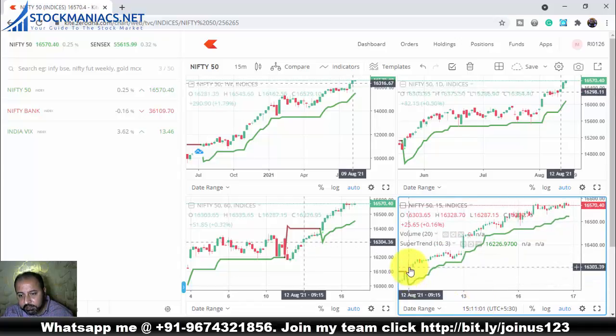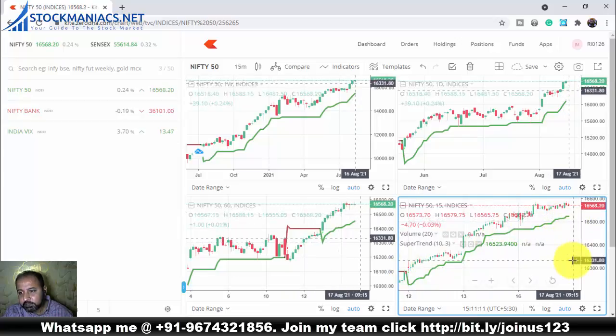The 15 minutes chart, you have got a buy signal on 12th August at 9:15, and the same buy signal, it was around 16,300 level, and now it is 16,568. So a 270 points rally has been made from a single 15 minutes time frame signal. So this is the power of multiple time frame analysis.